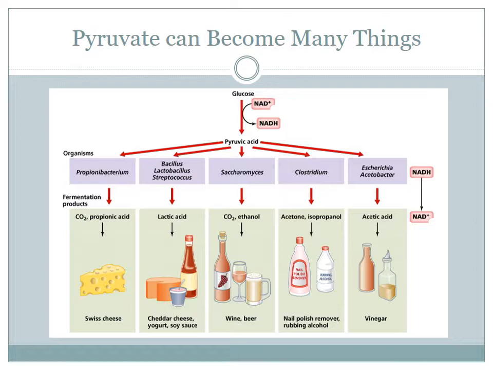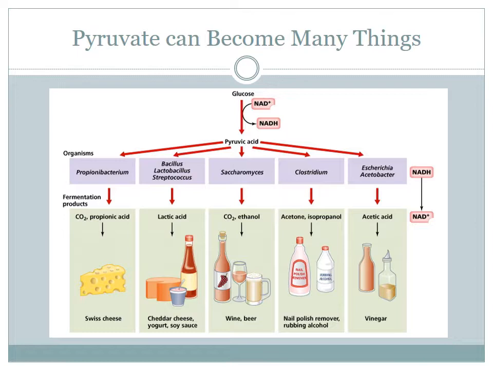Lactobacillus is in yogurt. This is what gives that little bite that you get when you have yogurt. It's cheddar cheese. It's what makes cheddar cheese sharp. It's what makes soy sauce have that fermented taste to it. It's lactic acid. Oh, also super fun. You ever had sour gummy worms? That's where it comes from.